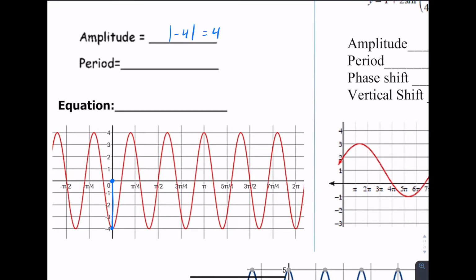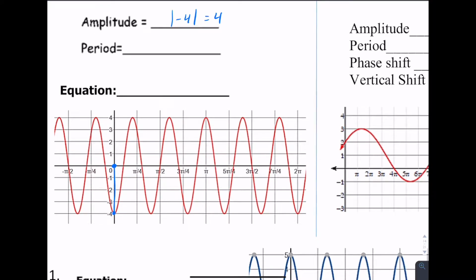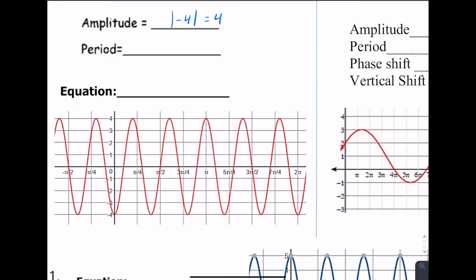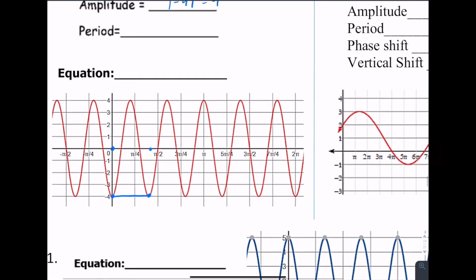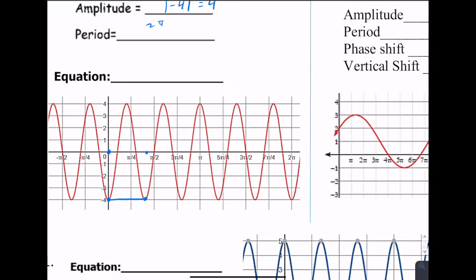Period is going to be a little bit harder to figure out, but as you can see here, I'm going to erase this now. As you can see here, you go from one top of the line over to the other top of the line. So it goes from 0 to a little bit before pi over 2. Now to figure this one out, it's going to be a little bit rough, so I'll just tell you the answer on this one. It's going to be 2 pi over 5.